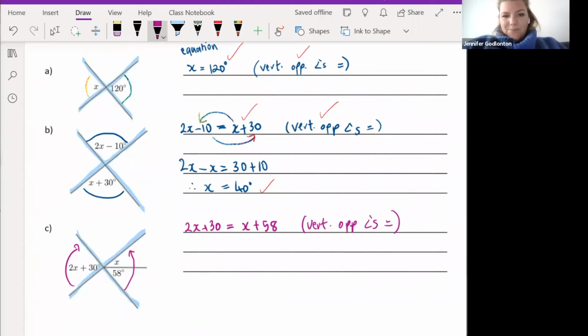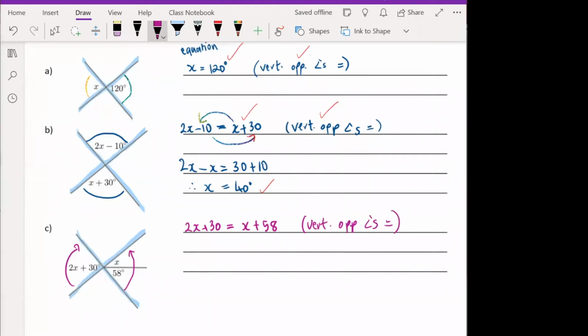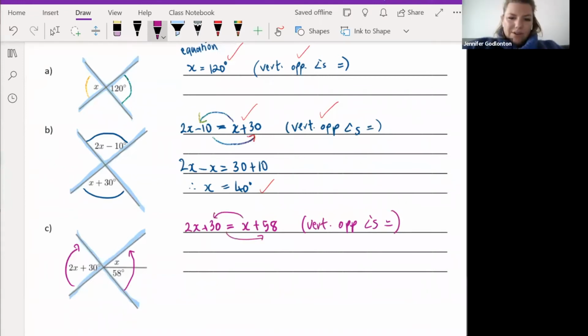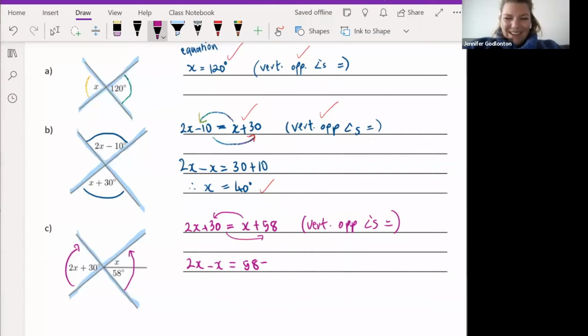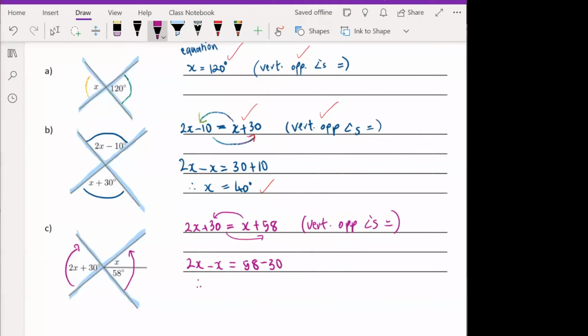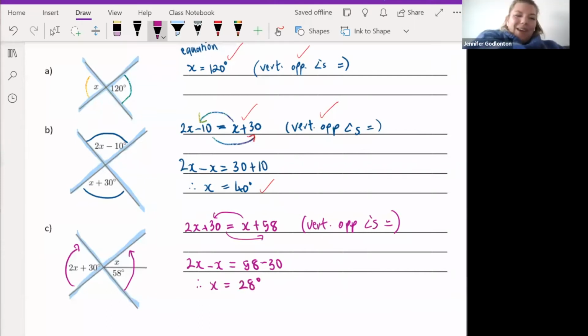Okay, next line. Now you're going to take both the x's on one side and the degrees on the other side. So it's going to be 2x minus x equals 58 minus 30. Perfect. So what's my final answer? x equals 28 degrees. Yes, nice job.